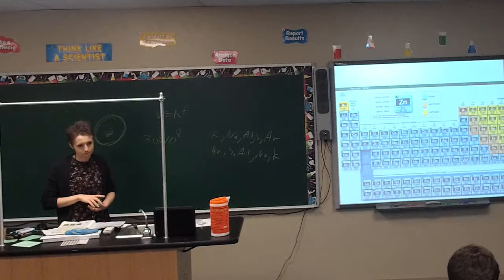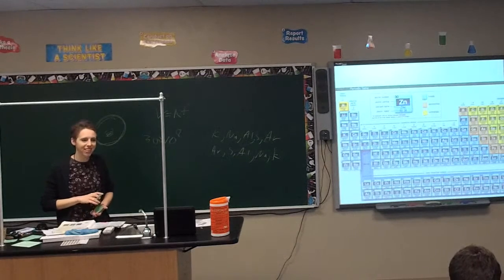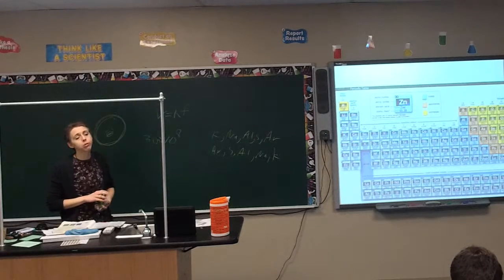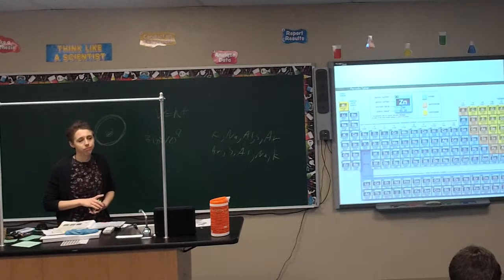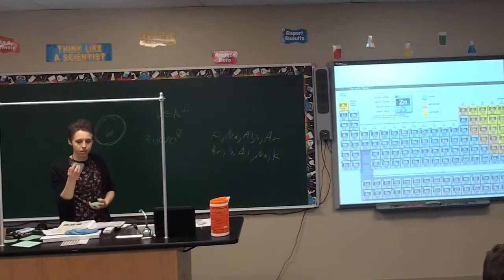What do you call the region where you have the electrons? Not an orbit. What does it start with? O? Orbital. Orbitals.